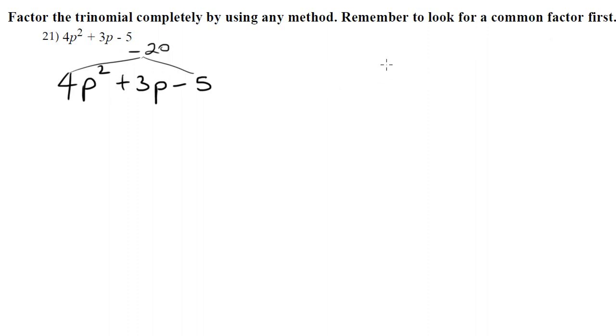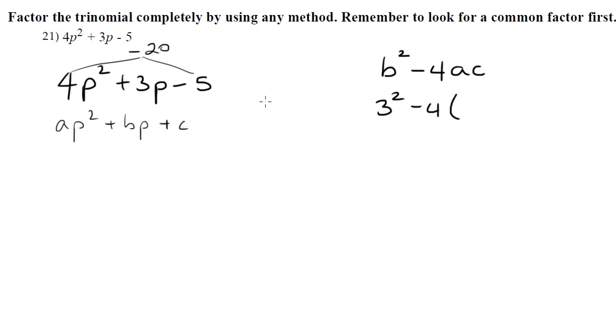So let's look at the discriminant. Let's look at b squared minus 4ac. Let's examine this discriminant here. So this is, again, ap squared plus bp plus c. So b here is 3, so 3 squared minus 4 times a, which is 4, times c, which is negative 5. So I have 9. So negative 4 times positive 4 is negative 16, times negative 5 is positive 80, and 80 plus 9 is 89.